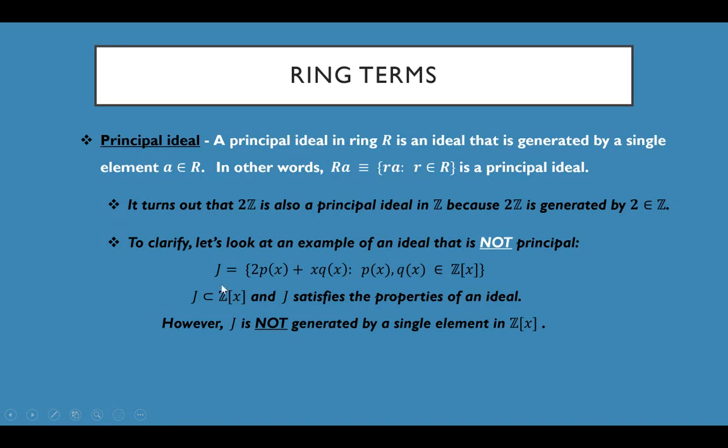So it would also be in J. And then finally, we could simply multiply this by a -1, which would also be a polynomial in Z[x], and we would get the additive inverse. The point being that J will satisfy all 3 of those properties of an ideal. However, it's clearly not generated by a single element in our set. So it is still an ideal. It's just not a principal ideal.